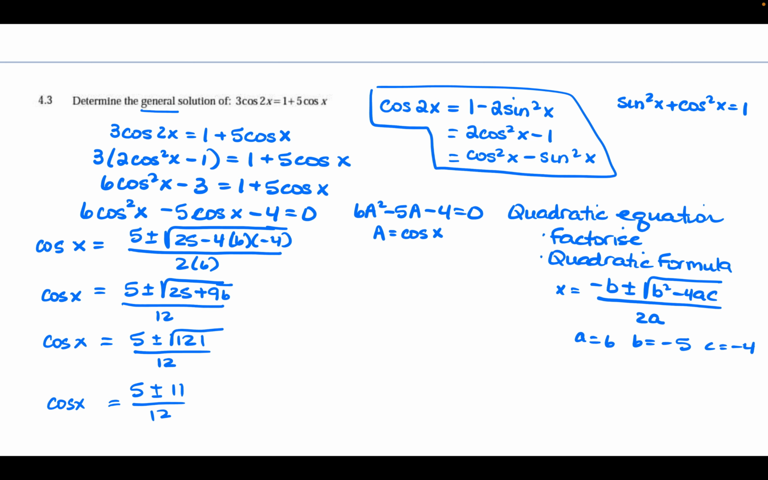5 plus 11 is 16 over 12, so we would get cosine of x is 16 over 12, which we know is 4/3, or the cosine of x is 5 minus 11, -6 over 12, which is -1/2. Well, we know that the cosine can never be greater than 1, so that part of this doesn't give us any solutions. But we do know the cosine could be -1/2, and that is actually one of our special angles.